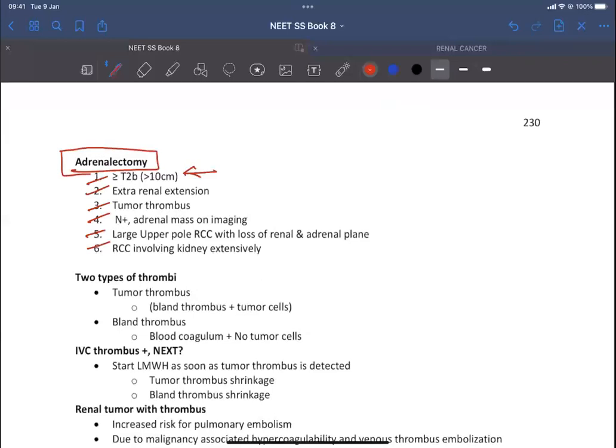Just 1 second, just switch on the lights. There you go.